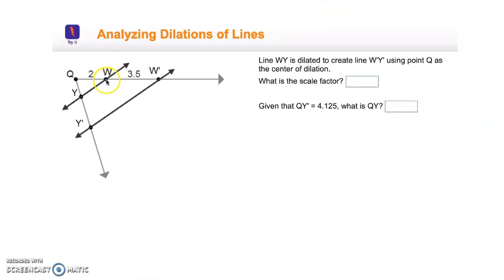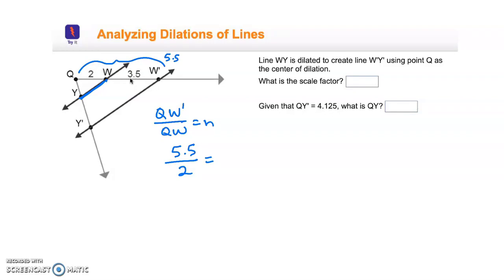Line WY, here's our original. Line WY is dilated to create this new line, W prime Y prime, with Q as the center of dilation. So what is the scale factor? Well, remember we have to take what we know. We only know these sections up here. So we know that 2 plus 3.5 equals 5.5. So QW prime over QW is going to give us our scale factor. So I do 5.5 over 2, and I could just put that in my calculator and I get 2.75 is my scale factor.